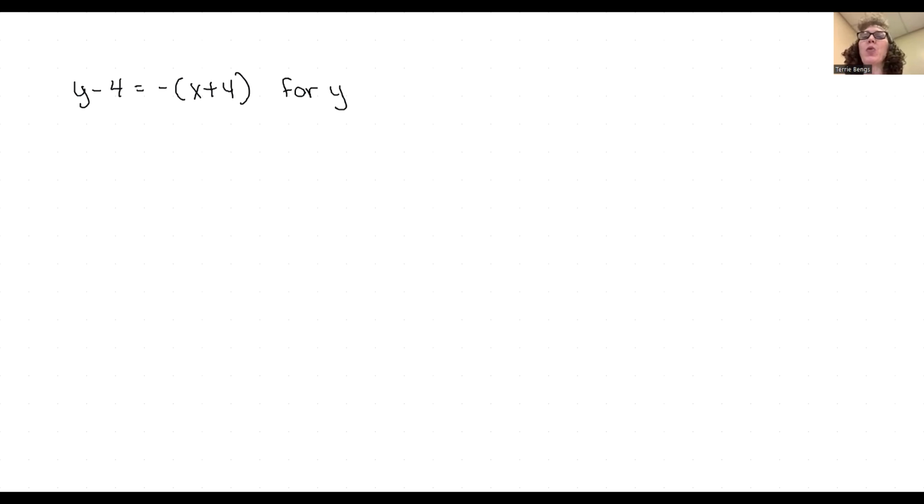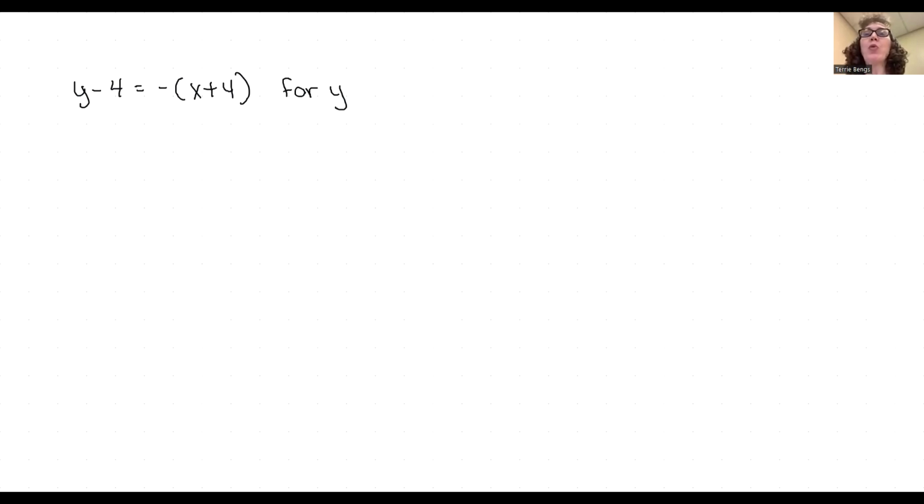So let's look at our question here first. We have y minus 4 equals negative (x plus 4), and we're looking for y. So basically, when we're solving for one variable, in our case y, we want y on one side of the equal sign and everything else on the other side of the equal sign. So we're going to start working this problem.